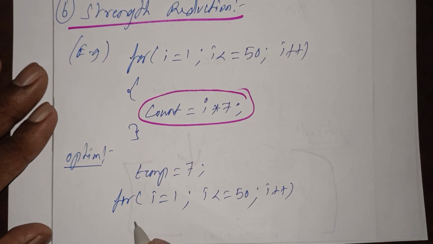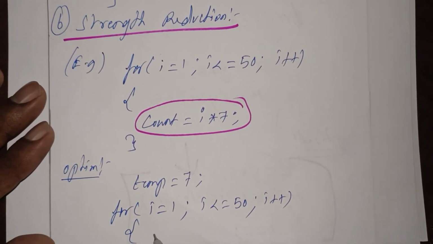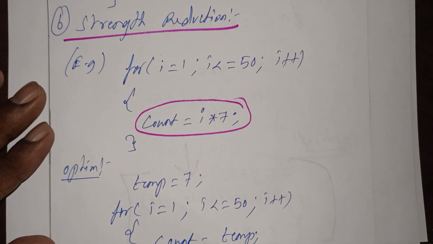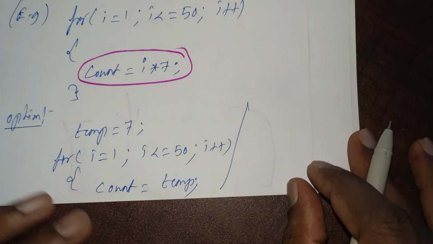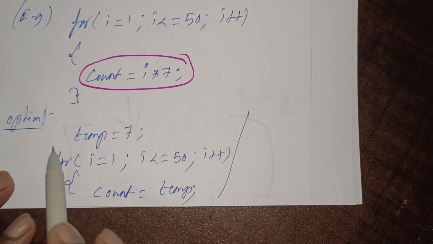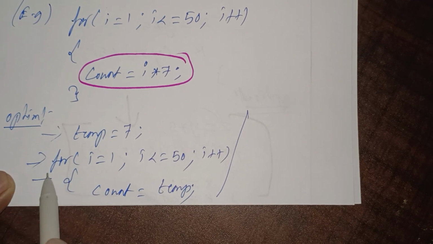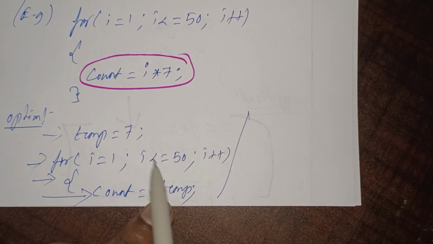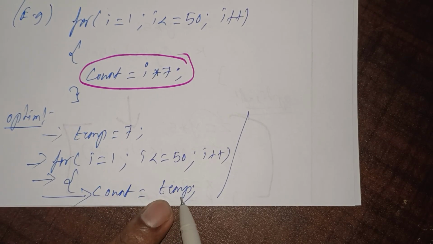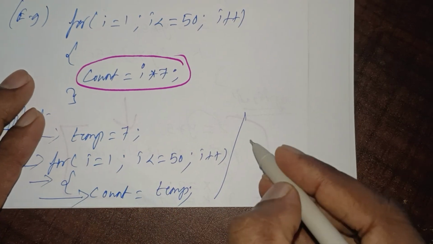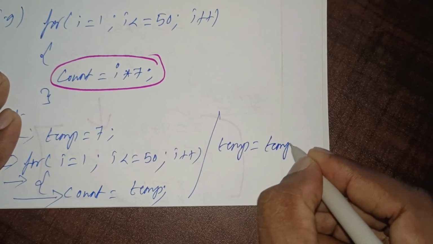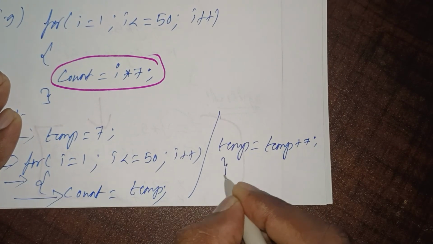Now you can check it. I am going to have count = temp. What is temp now? Temp is 7. I will write the last two lines here: line number 1, 2, 3, and this is line number 4, count = temp. The value of temp is 7, so 7 is loaded here. Now I am going to increment temp: temp = temp + 7. So I am going to close it.